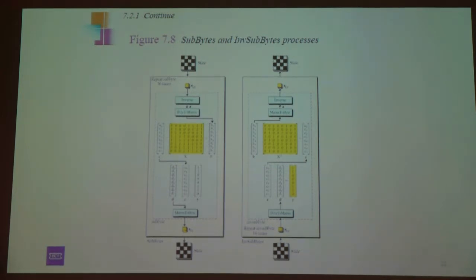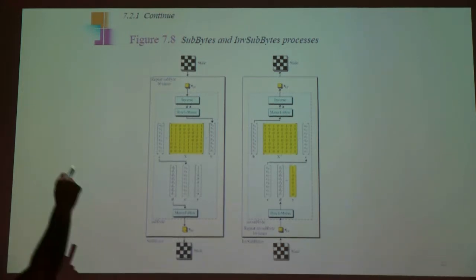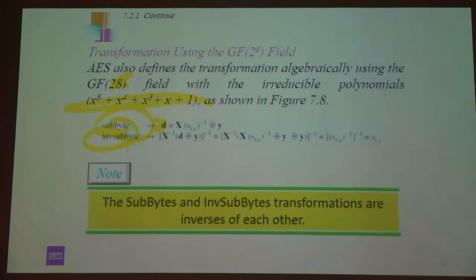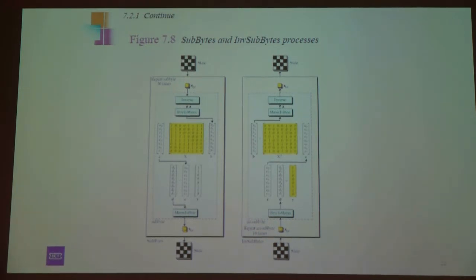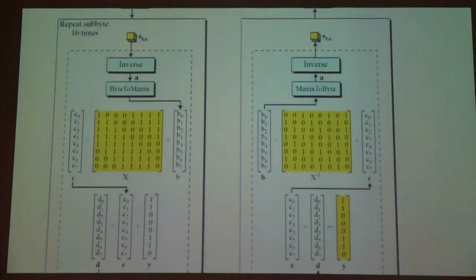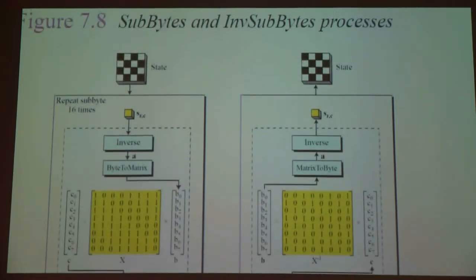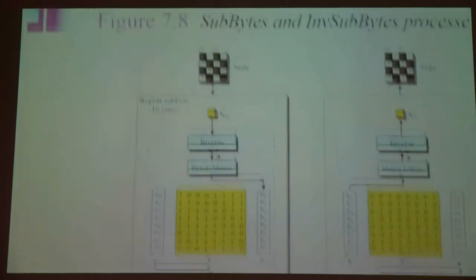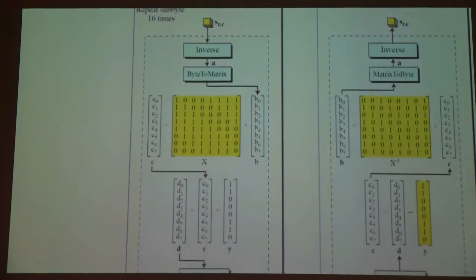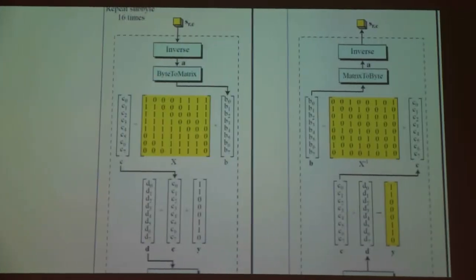That's how we created the table, actually. We start with the state, right? You take a byte, the yellow box in here is a byte, one of the bytes. You take any byte in here. Okay, you take the byte, and you do the inverse. What is the inverse? It is the multiplicative inverse, and the byte is converted to a matrix.